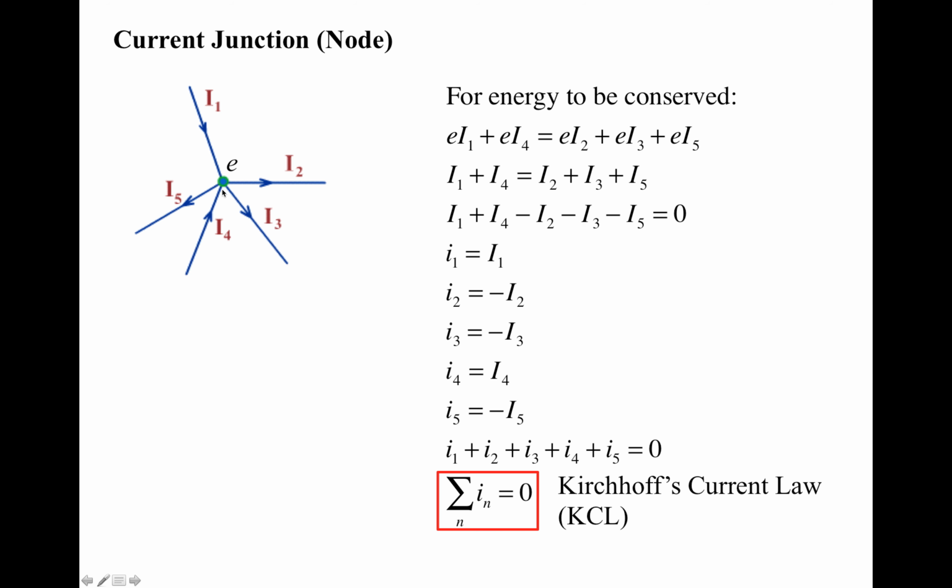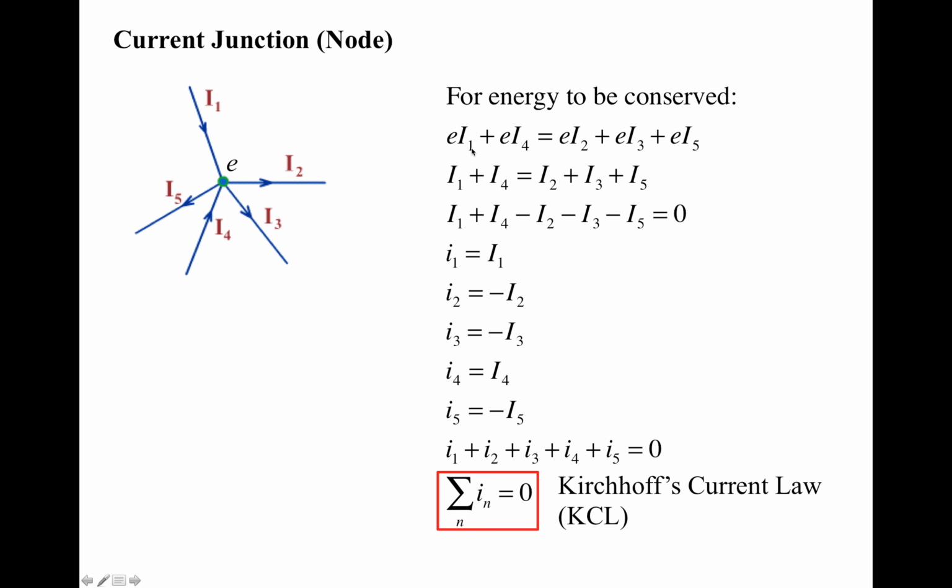Suppose we are at a node with currents I1 and I4 flowing into the node, and currents I2, I3, and I5 flowing out of the node. And the voltage at the node is E. So the power that flows into the node is just E times I1 plus E times I4, and the power that flows out of the node is E times I2 plus E times I3 plus E times I5. For energy to be conserved, the total power flowing into the node must equal the total power flowing out of the node.